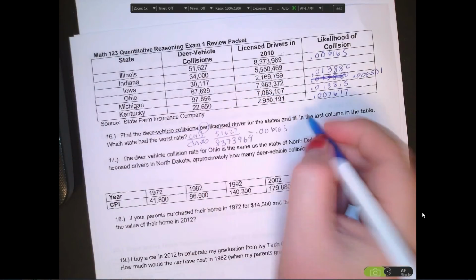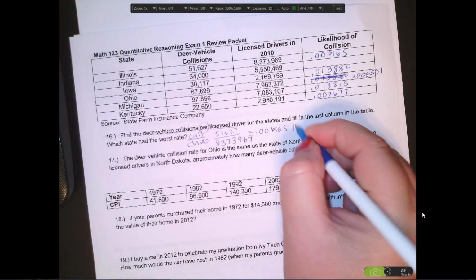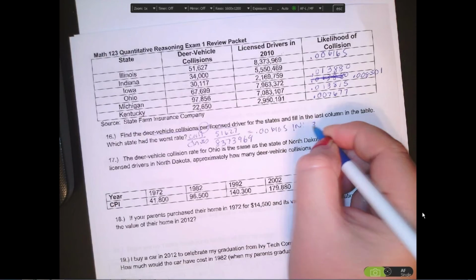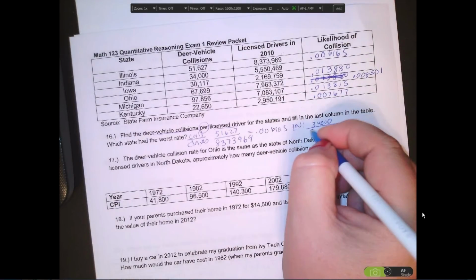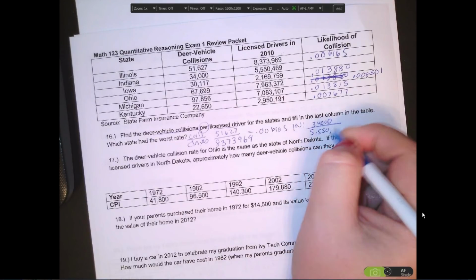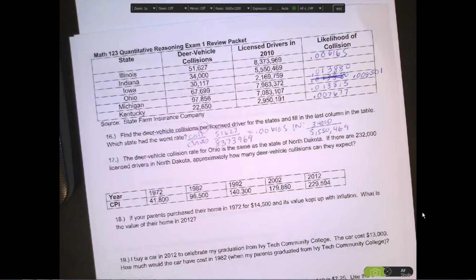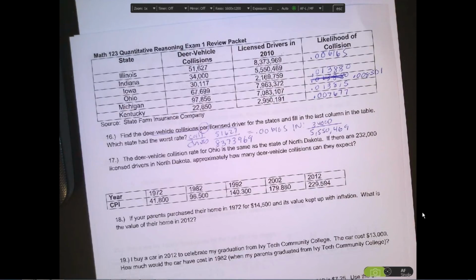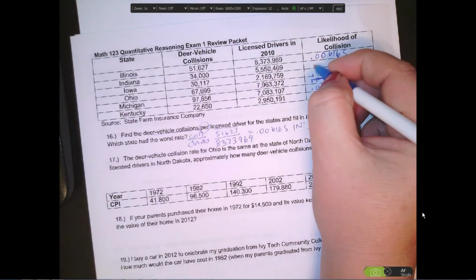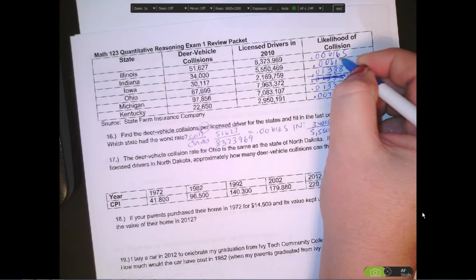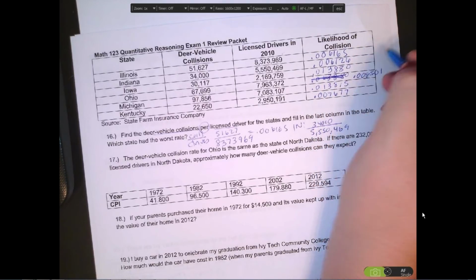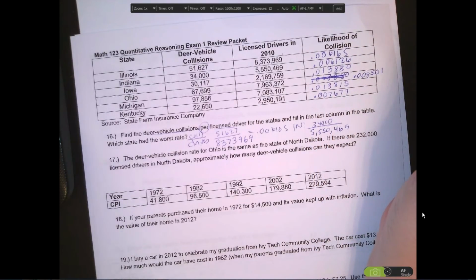Okay, to demo this one, Indiana would be 34,000 divided by the 5,550,469. We get 0.006126. Okay.